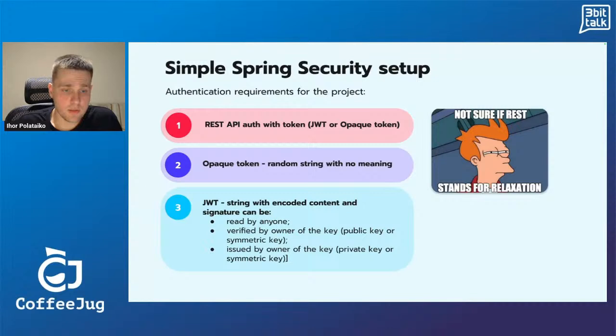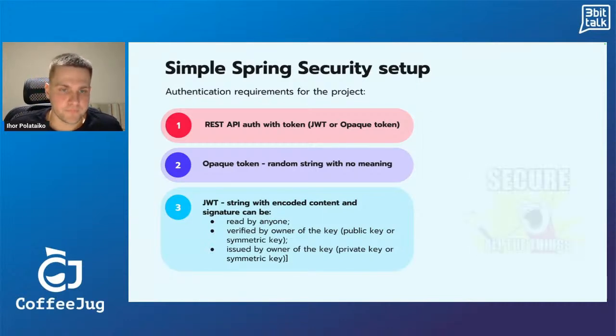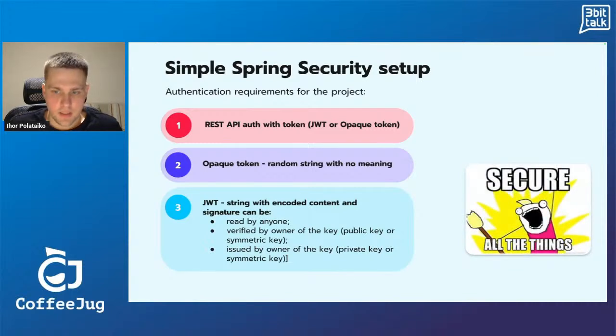Yeah, it is a private key or symmetric key, because the signature will not match in that case. So this token can be read by anyone. It can be issued only by the owner of the key. So if you use public-private signature, it's a private key, or it's a symmetric key if you use a symmetric signature algorithm. And it can be verified by the owner of the key. So it can be either public key if you use public-private keys, or symmetric key if you use symmetric signature.